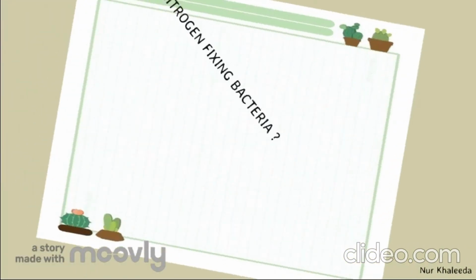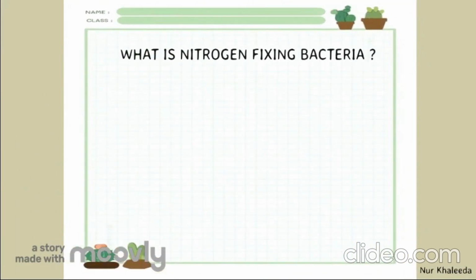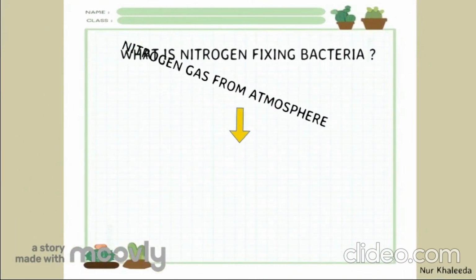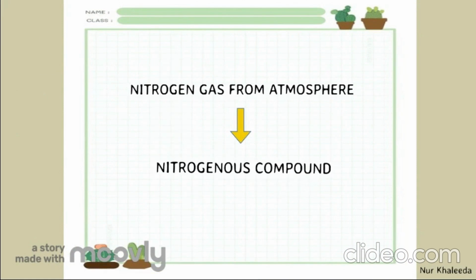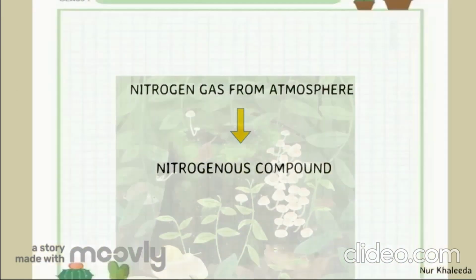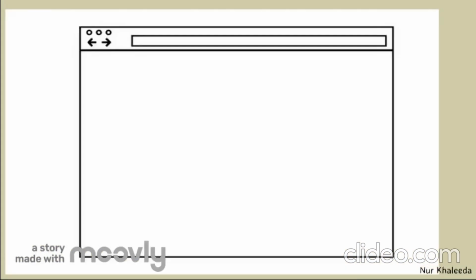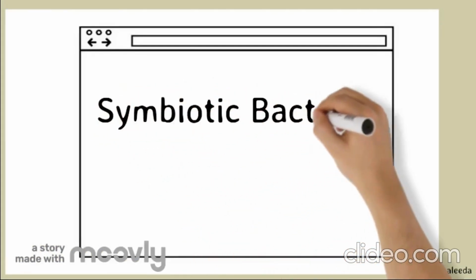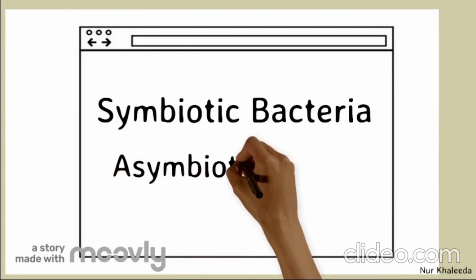Nitrogen-fixing bacteria can be defined as bacteria that are able to convert nitrogen gas from the atmosphere into a nitrogenous compound accessible by plants. There are two types of nitrogen-fixing bacteria, which are symbiotic bacteria and asymbiotic bacteria.